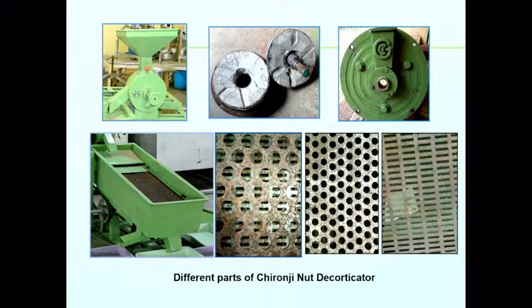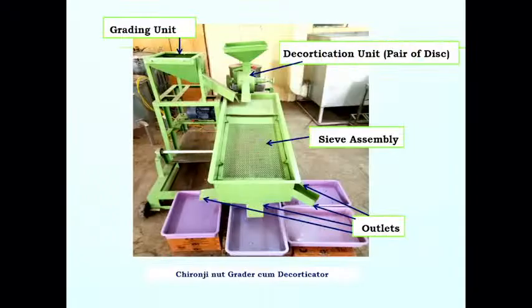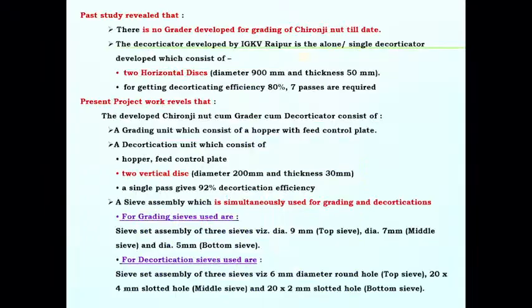Here we can see the first picture. In that first picture, it is seen we have used small discs which are horizontal. That means when the travel of the nut is there, it is just breaking, and in the second picture it is seen that after breaking we are giving a space so that the kernel can move out easily. So this is the unit.